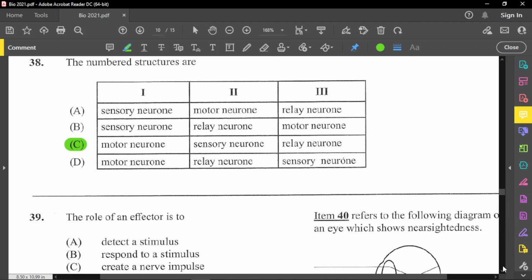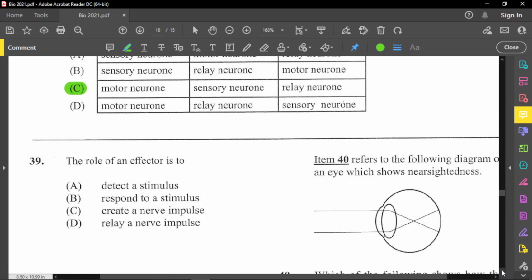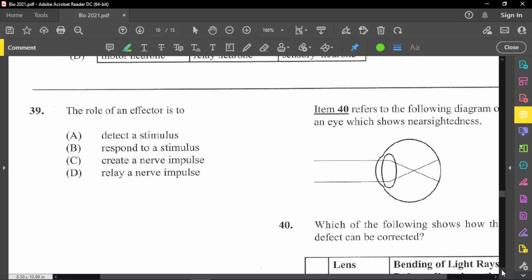All right, number 39. In number 39, they say the role of an effector is to do what? I remember I just talked about that. Effectors are found in the muscles. And if they're in the muscles, they help to bring about the response or the movement. So definitely B for 39 will be your answer right there. It is not detecting it. That's the response for a receptor. It's not creating a nerve impulse at all. So definitely D is not it. So 39 is definitely B.